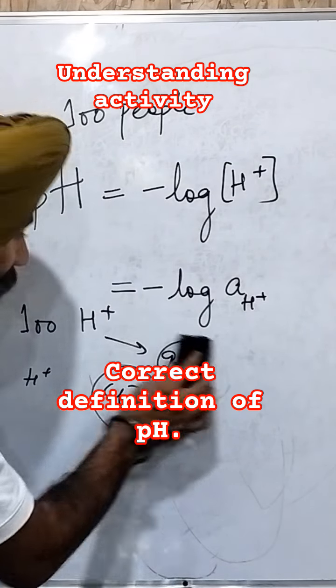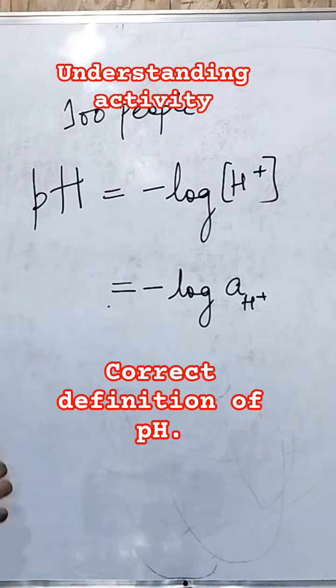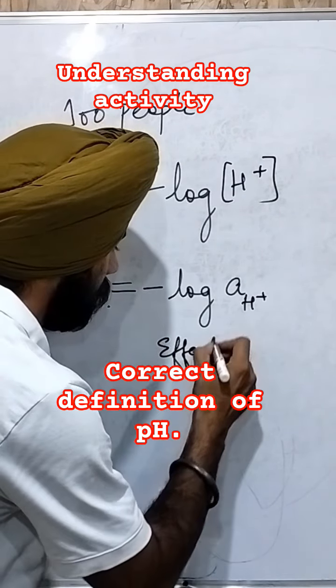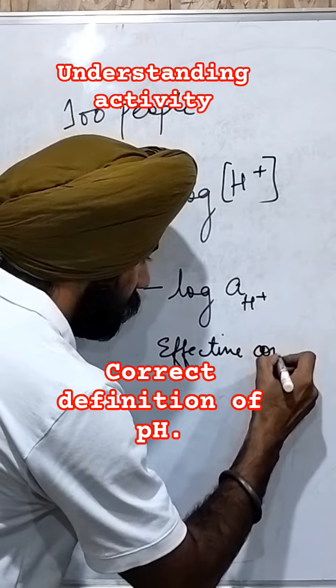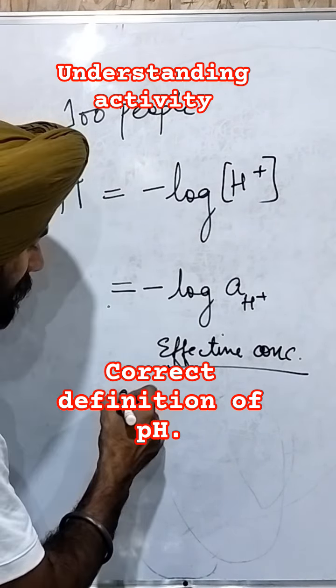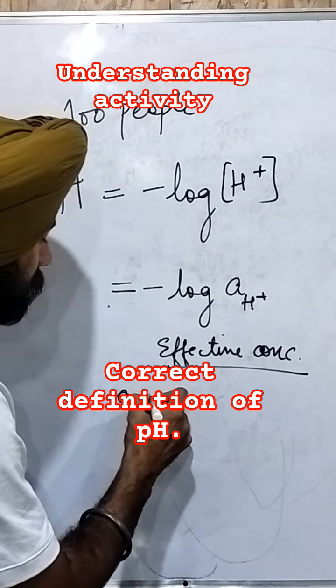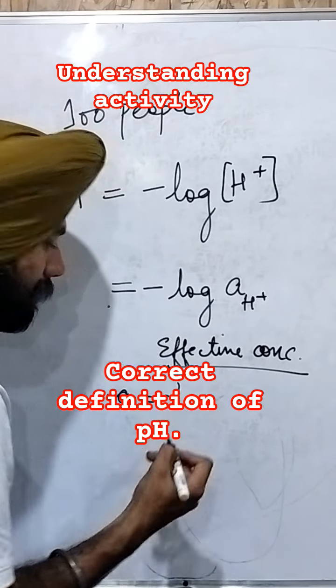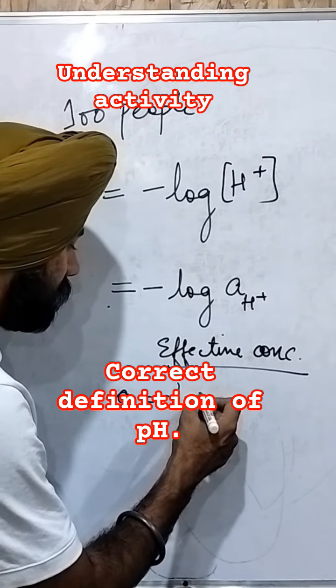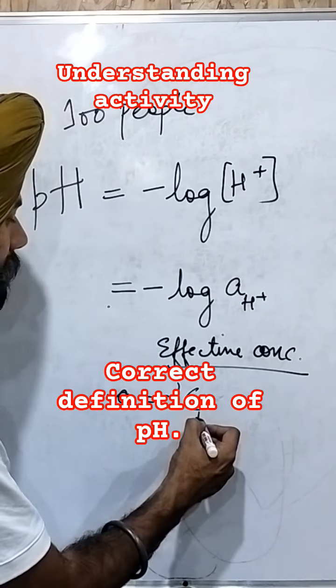So whenever we talk about activity, activity is basically the effective concentration. Okay, effective concentration. So this is important. Whenever we define pH, it is important that we talk about effective concentration, not normal concentration. And the activity is the activity coefficient times the concentration of the H plus ion.